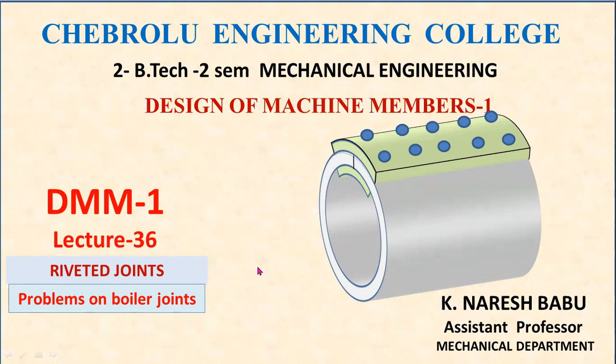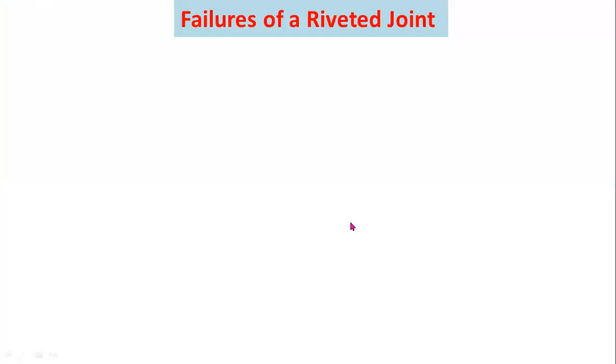In this session, I am going to explain simple problems on riveted joints. Before going to the problems, first of all, you have to know the fundamentals about types of failures in riveted joints. Already we have discussed this in the previous class. Just to recall.